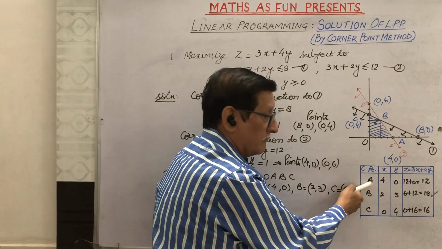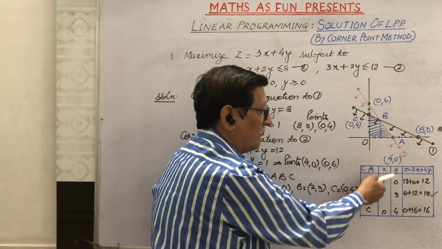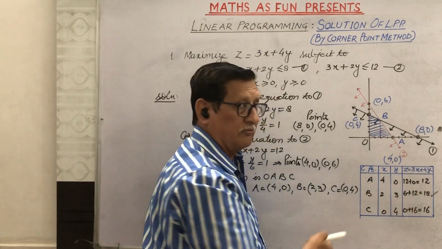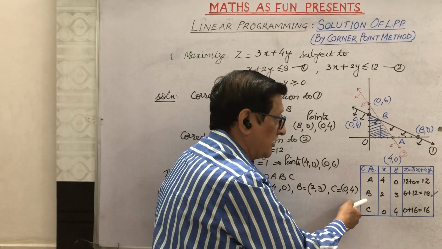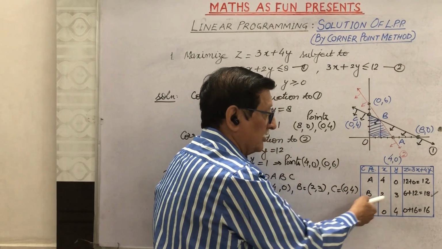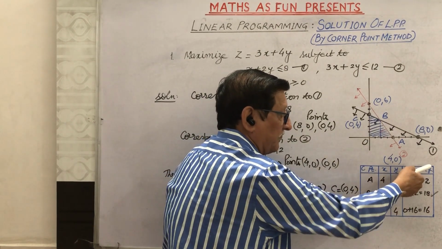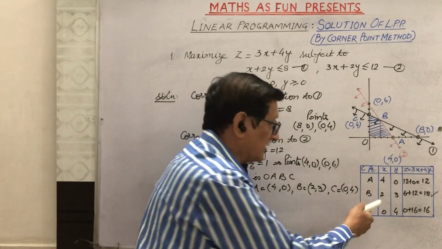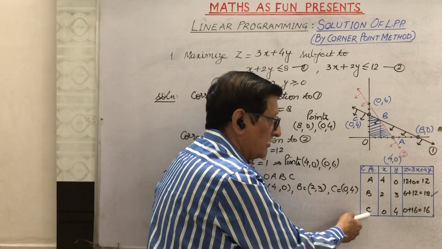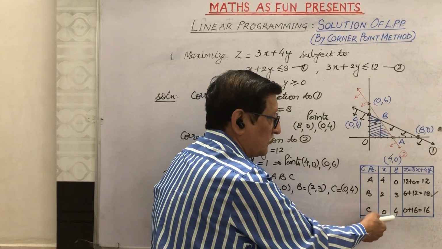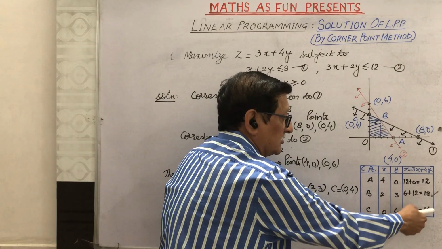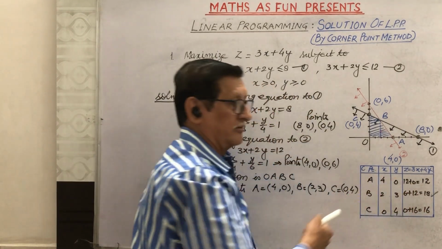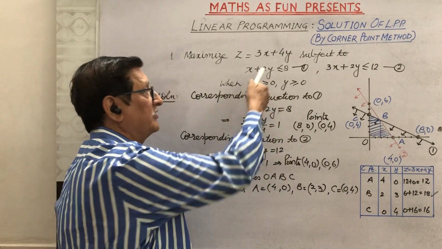See, for A, x is 4, y is 0. So this will be 4 times 3 is 12 plus 0, that is 12. At B, that is 2 and 3, so 2 times 3 is 6 plus 3 times 4 is 12, 6 plus 12 is 18. And then C, x is 0, y is 4, so 0 plus 16, that is 16. The maximum value we are finding is 18 here, and that's what we need to find.